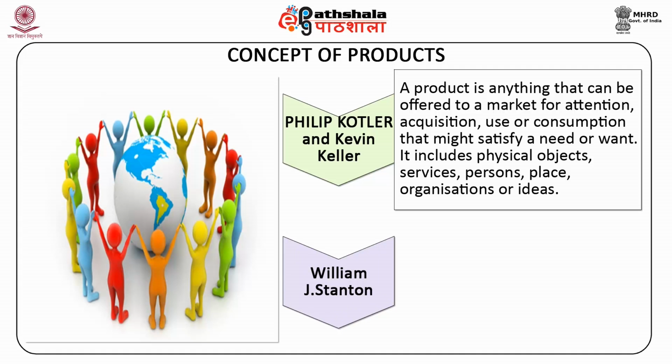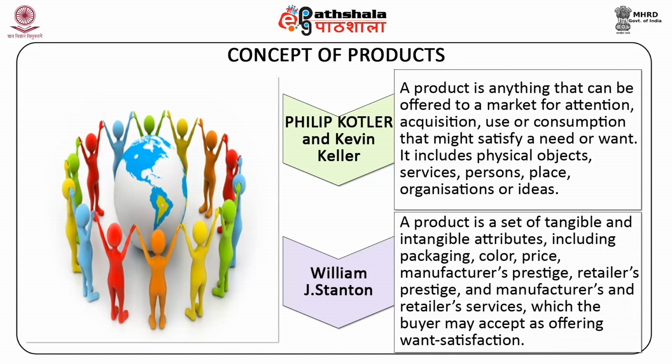According to William J. Stanton 1994, a product is a set of tangible and intangible attributes including packaging, color, price, manufacturer's prestige, retailer's prestige, and manufacturers' and retailers' services which the buyer may accept as offering want or satisfaction. Therefore, it should be clear that a product is not only a bundle of physical and chemical attributes but also includes various intangible attributes that have the potential to satisfy the present and future customers' needs and wants, and is received in exchange for the money or money's worth.